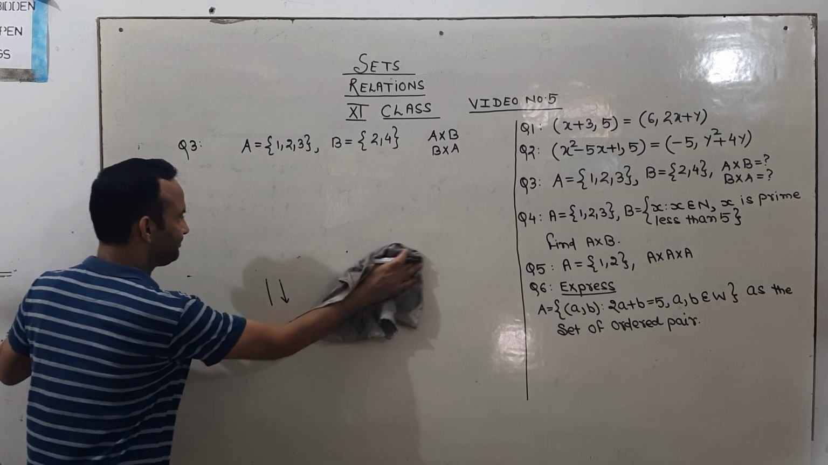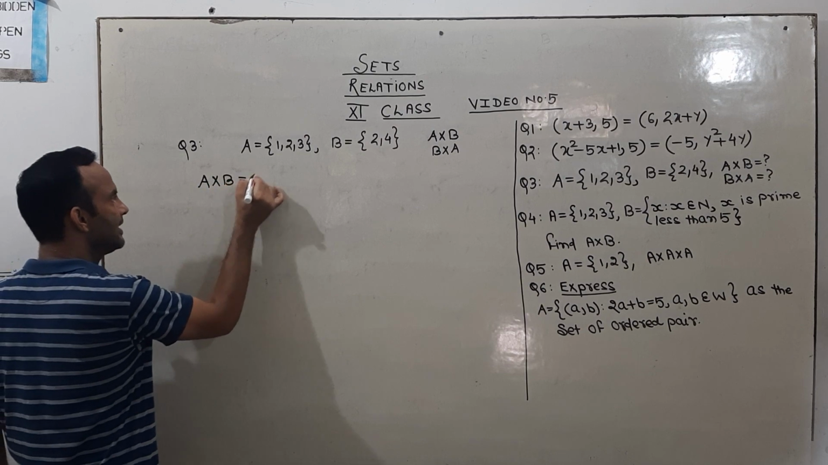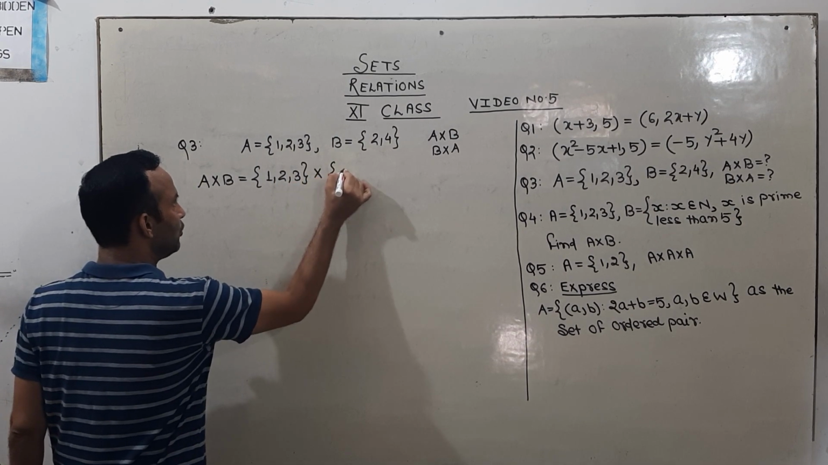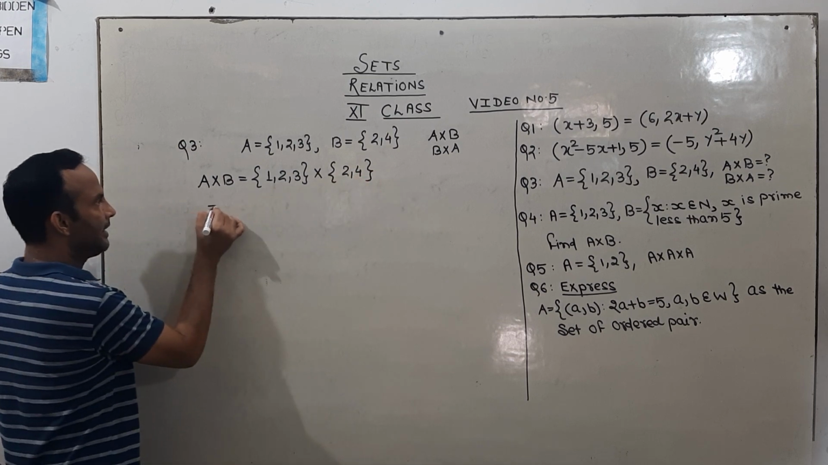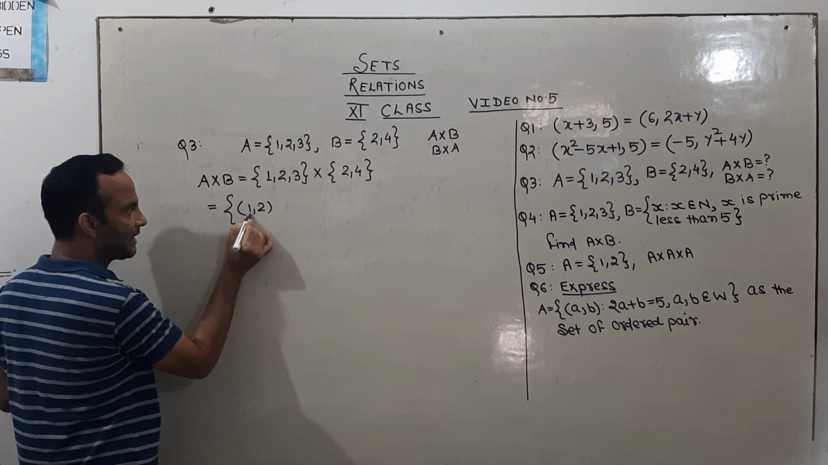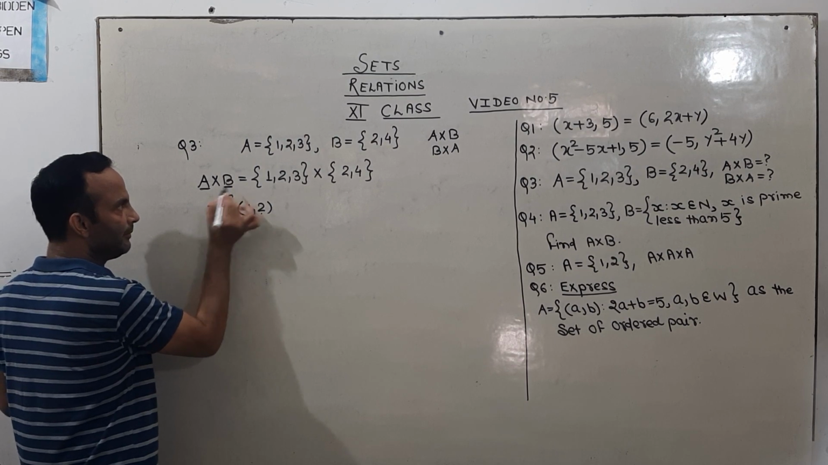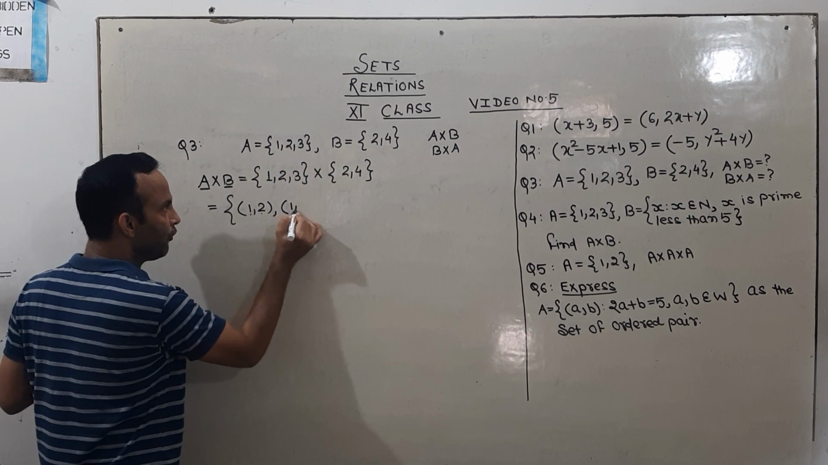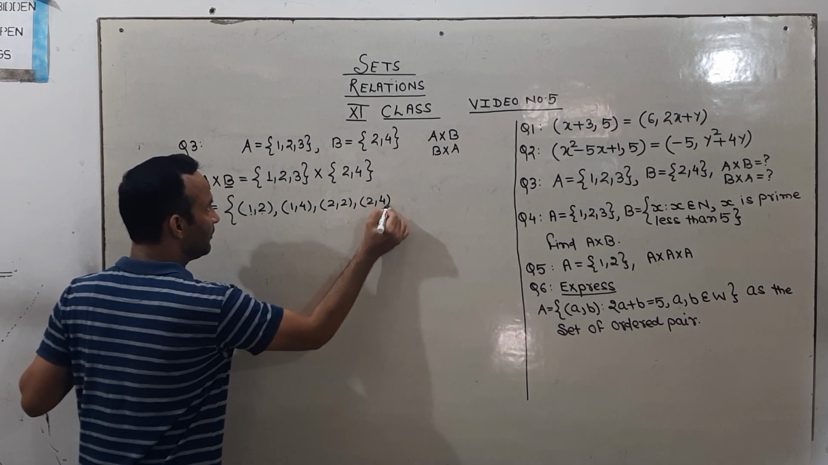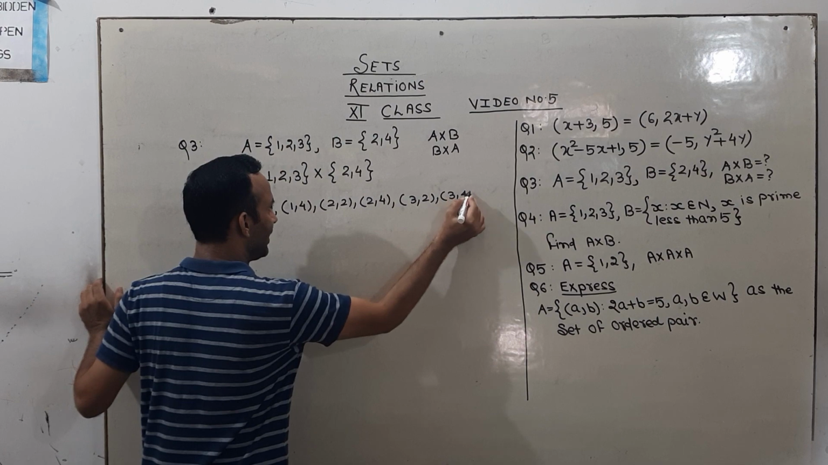Okay, now see the solution of the given problem. The Cartesian product between A and B, that is {1, 2, 3} cross {2, 4}, can be written as, we have to write in ordered pairs. 1, 2 means the first element must belong to the set A, and the second element belongs to the set B. So 1, 2; 1, 4; 2, 2; 2, 4; then 3, 2; then 3, 4.